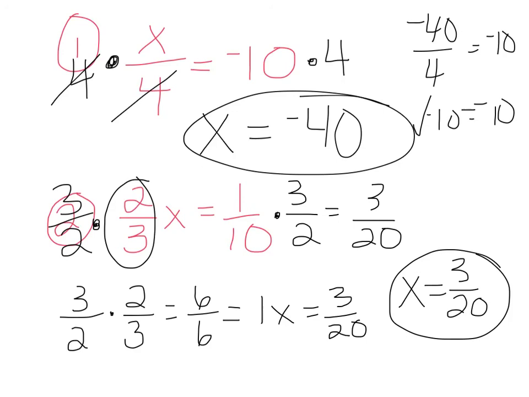Okay, so if we look back here, what we did was we looked at the fraction that was next to the x, which was 2/3. To get rid of it, all we need to do is multiply by the reciprocal, 3/2, because what that did when I multiplied these two fractions together, I got a 1, which is what I wanted. And then I multiplied over here by the same fraction, 3 over 2, to get 3 over 20, and my answer was x equals 3 over 20.